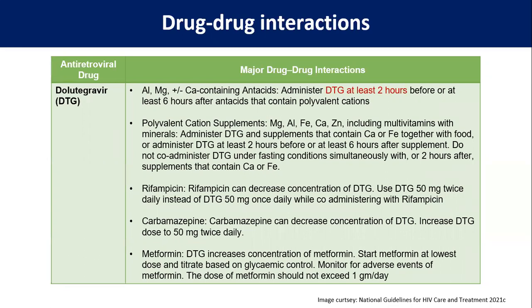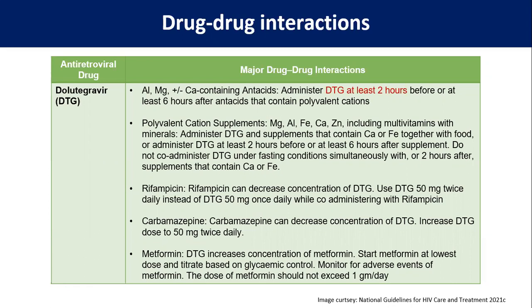Rifampicin can decrease the concentration of DTG, we know it. For that, when prescribing DTG along with rifampicin, we advise DTG 50 milligram twice daily instead of OD, and we continue it till 2 weeks after cessation of rifampicin. In case of carbamazepine, also the dolutegravir needs to be increased to 50 milligram twice daily, or carbamazepine should be changed to some other non-enzyme-inducing antiepileptic drug.